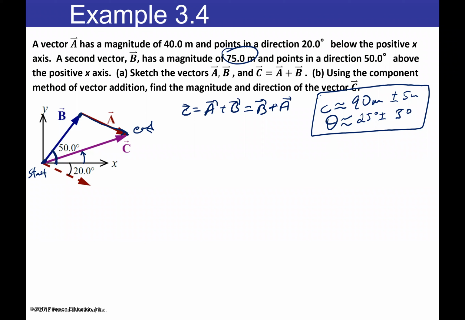Then for part B, it says using the component method of vector addition, find the magnitude and direction of vector C. And this is where I'm going to show you that 4-step approach to solve any type of calculation of vector addition like this. Step 1, we already did that. Do the graph and maybe graphically find the resultant. That's step 1. Step 2 will be to make a table.